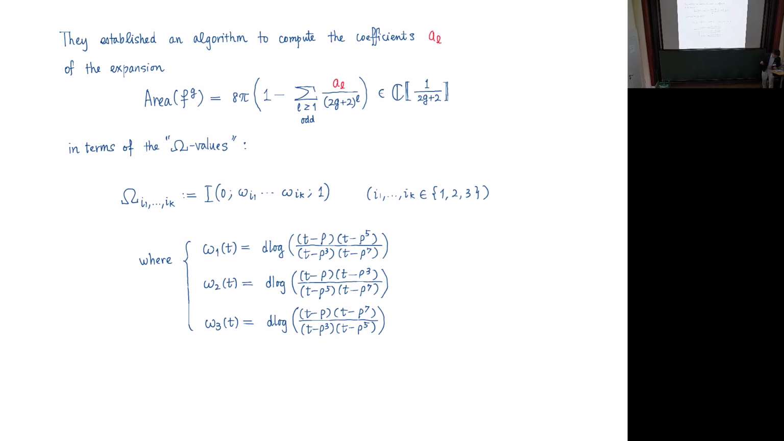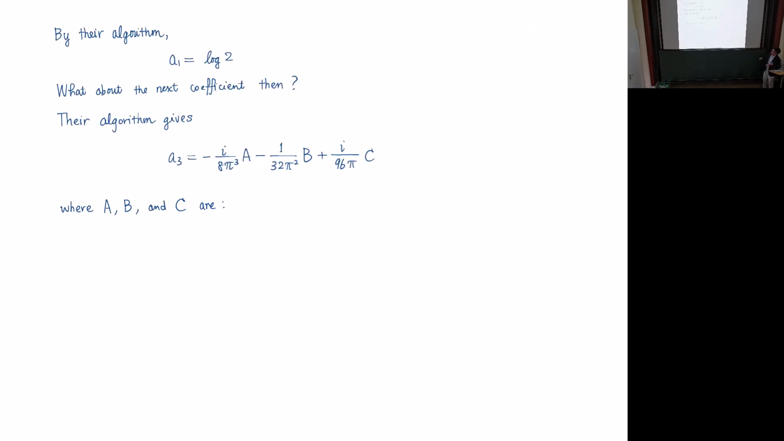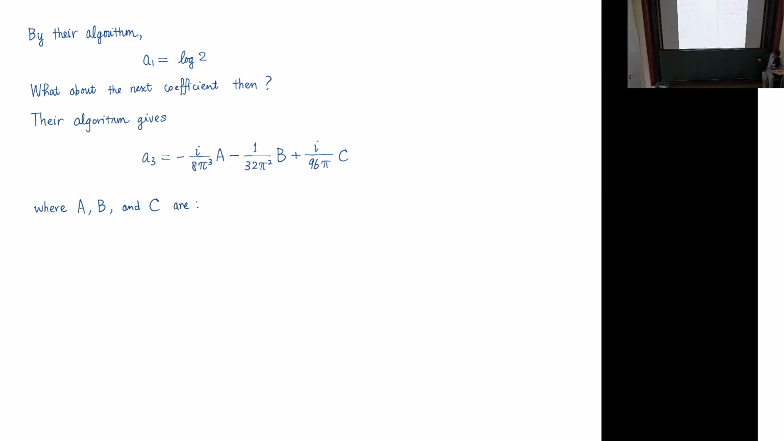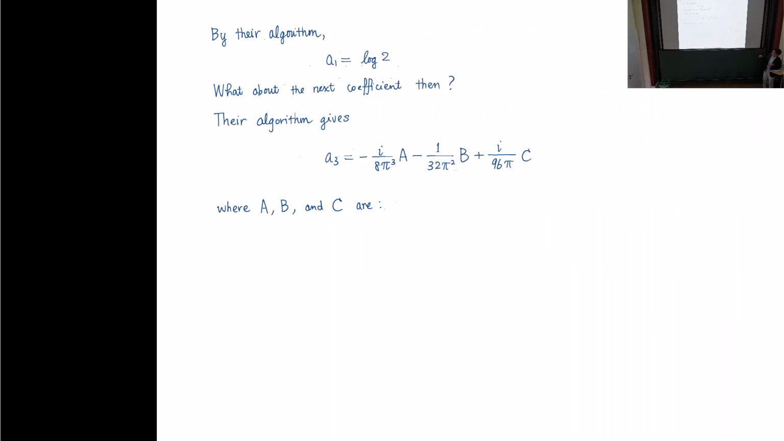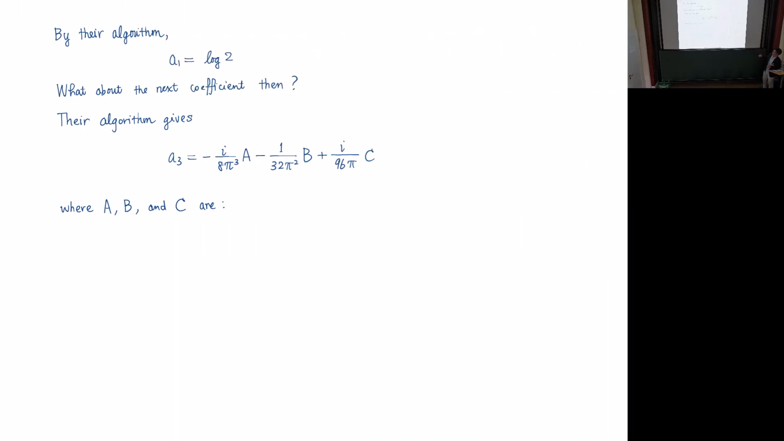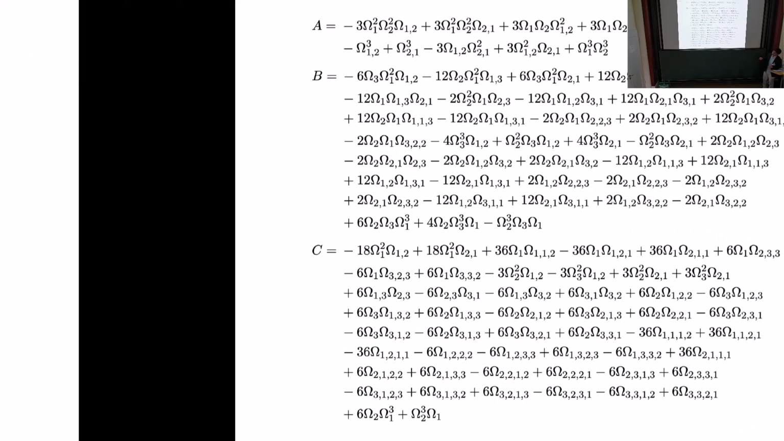Okay, so by the algorithm, they computed that the first coefficient A1, so there are only coefficients for odd L's, was found to be log 2, and A3. They also got some expression for A3, which was given by this thing, and A, B, C are so complicated.